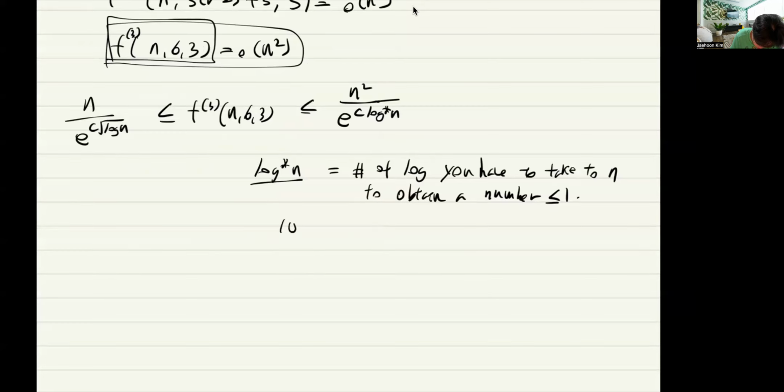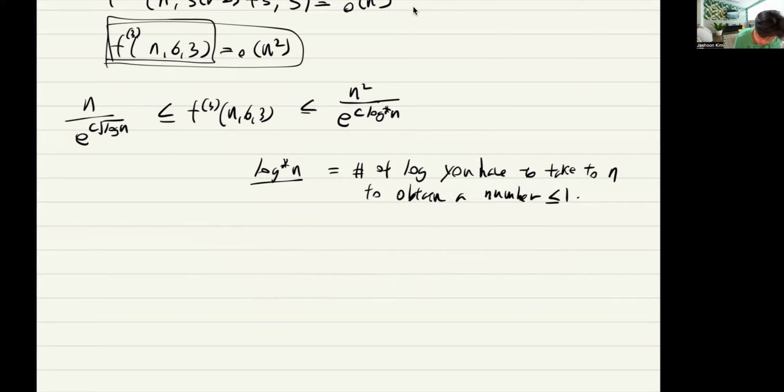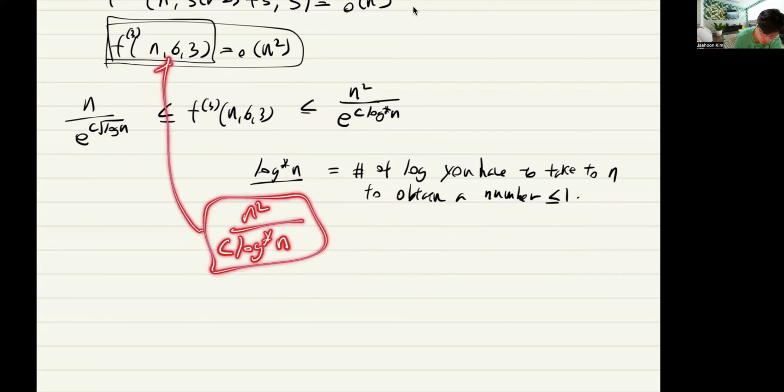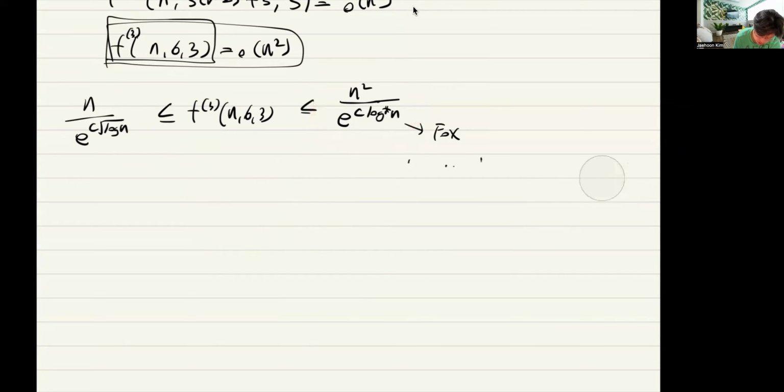So what does it mean? If you have say 10 to the 10 to the 10, or say e to the e to the e to the e, then you take a log, then you get e to the e to the e, and you take another log, and you take a log, and you take a log. So how many times do you take log? 1, 2, 3, 4 times. So log star of e to the e to the e to the e is 4. So that's this log star. And if you just use the removal lemma, then the bound you get is essentially this one. But Fox used another version of the removal lemma to get this upper bound. So that's the best thing we know.